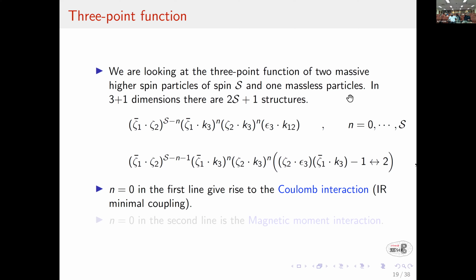Does it matter what spin the one massless particle has? Depending on that, you will either have this or its square, like some sort of double copy. In 3 plus 1 dimensions, the number of structures is always 2s plus 1. In higher dimensions, the graviton has more structures, and in my understanding, that has still not been completely classified.